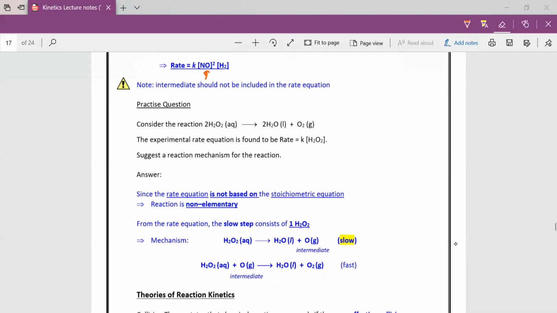So we propose something which has an intermediate. A logical intermediate here will be just a single O atom, which we can cancel out here. Then you will get back your 2H2O2, 2H2O and a single O2. So this matches with our rate law, which is 1 mole of H2O.